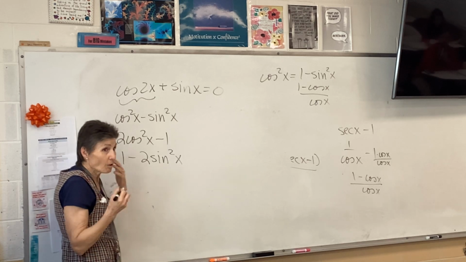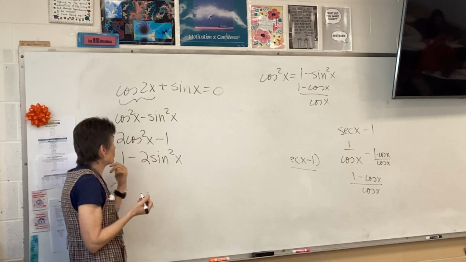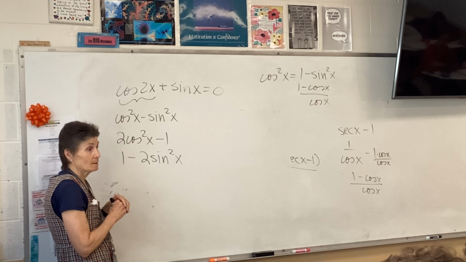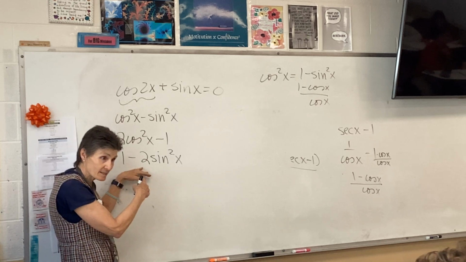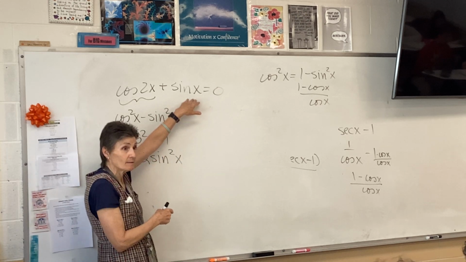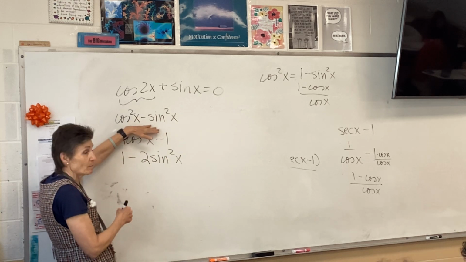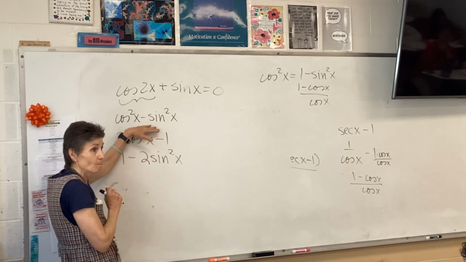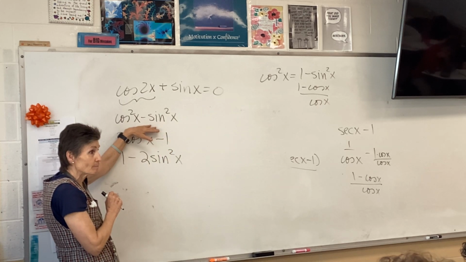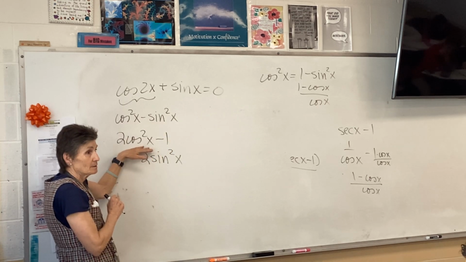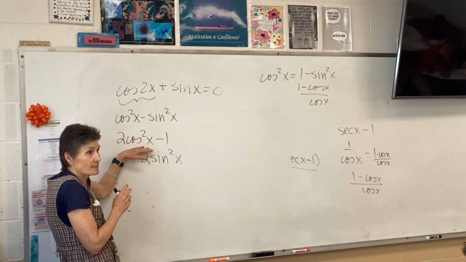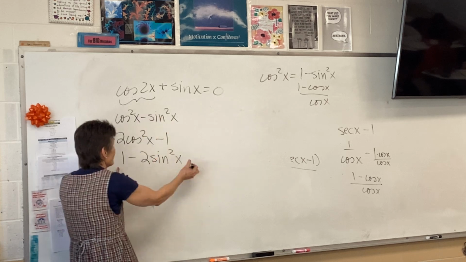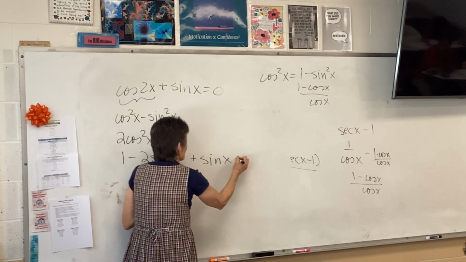If you have all 3 memorized, which would be the best option for this particular problem? This one, because it has sines already, right? If you use this one, which is fine, you would need to change your cosine squared into 1 minus sine squared, and same here, right? Because you need sines. So I'm going to use this one. So 1 minus 2 sine squared plus sine x equals 0.